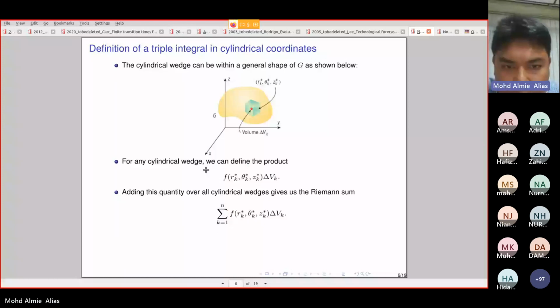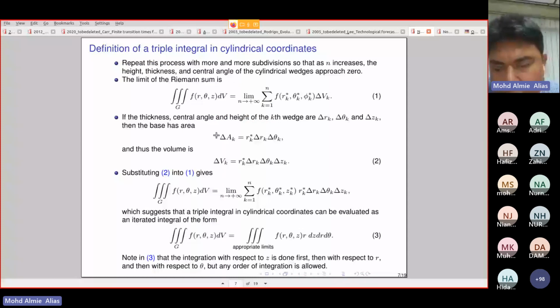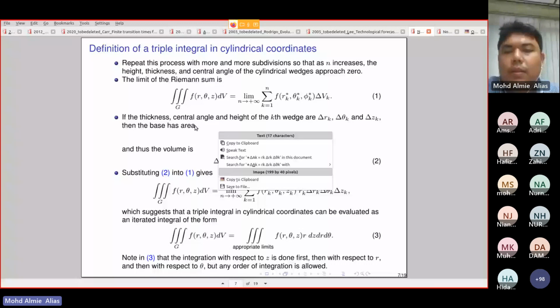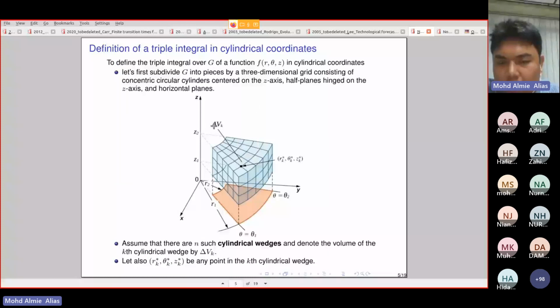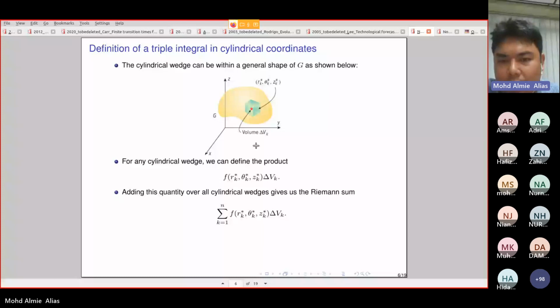Okay, it can be shown actually the base of each subbox. Sorry, not subbox. The base of each wedge. I mean the small wedge is something like this. I mean like delta A equals R times delta R times delta theta. So if this is the area of the base, then the volume here is actually the product of the base times the height. And you know the height is delta Z.